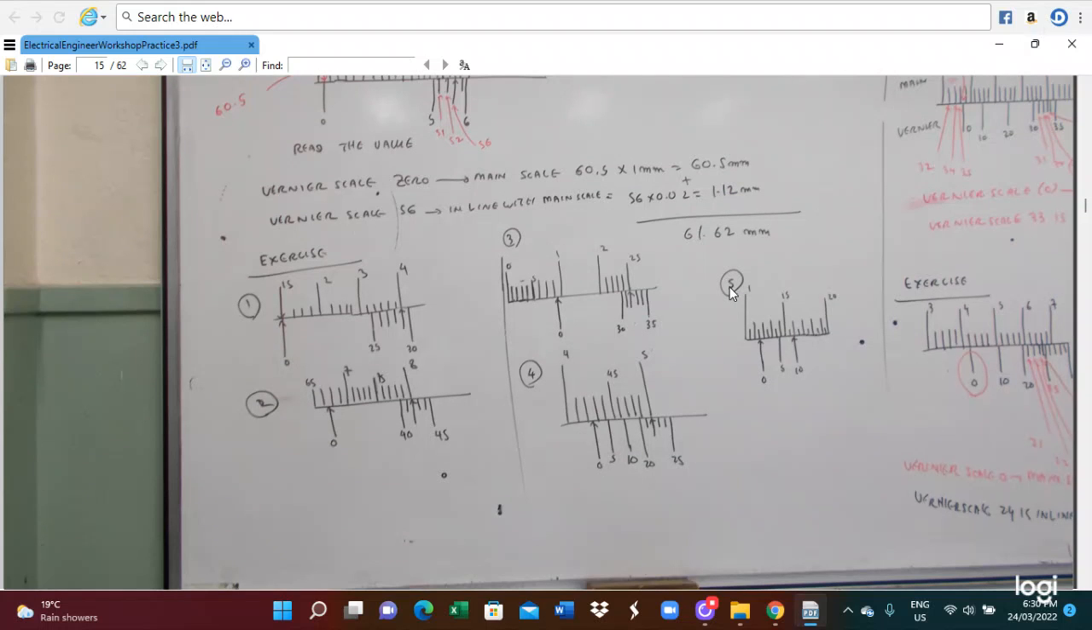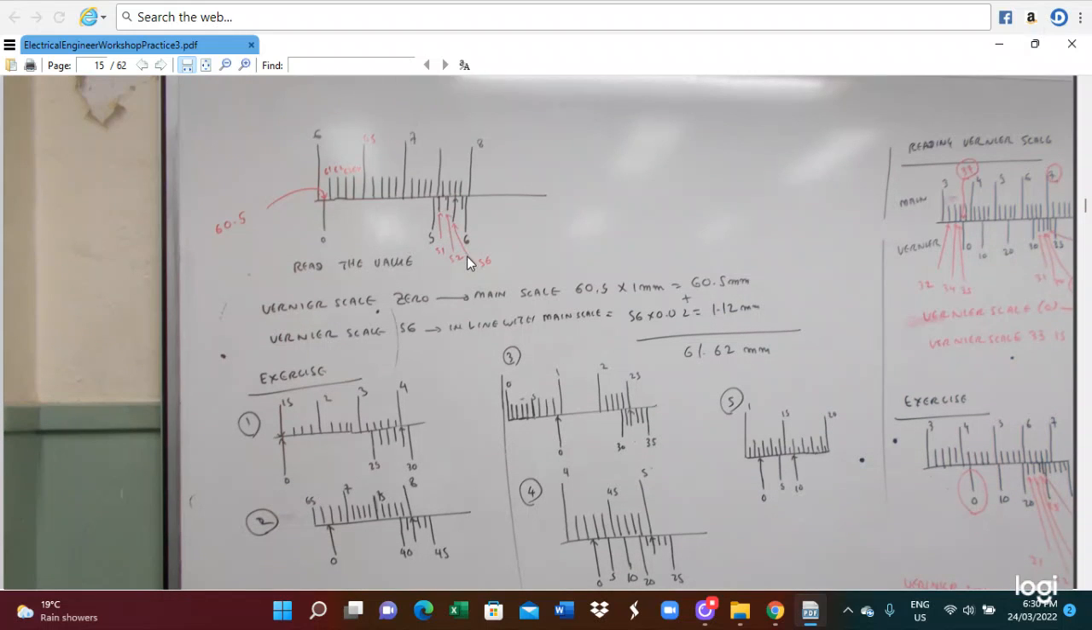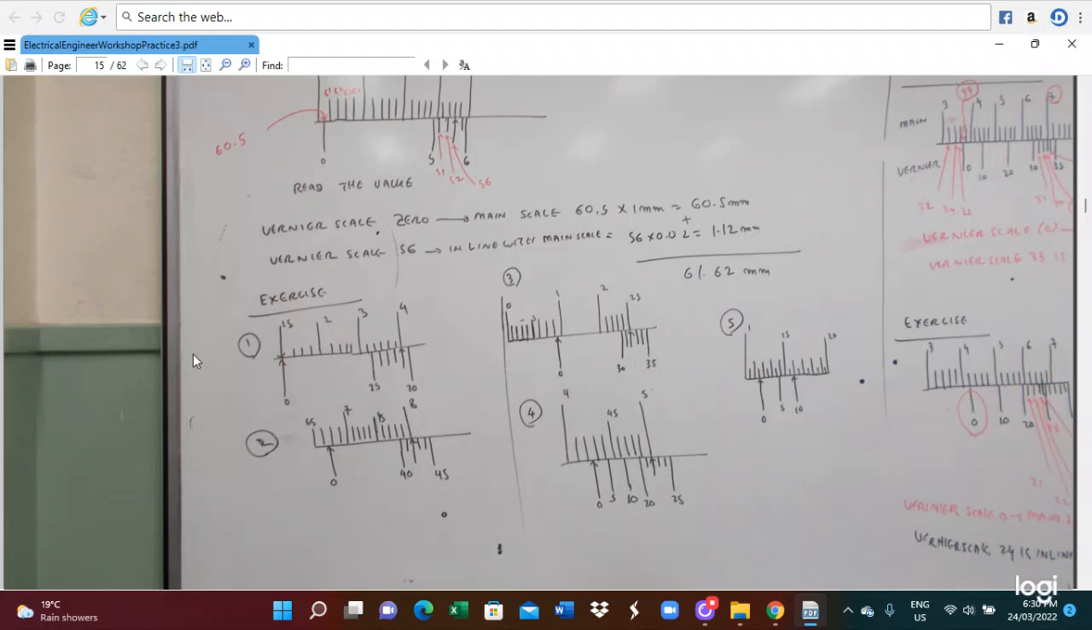In this case, this one you have to read. The vernier scale 0 indicates the main scale value of 60.5 millimeter. And also the vernier scale reading 56 is in line with the main scale. The 56 multiplied by 0.02 gives 1.12. So you add these two to get 61.62. Then based on the explanation, you do the exercise.